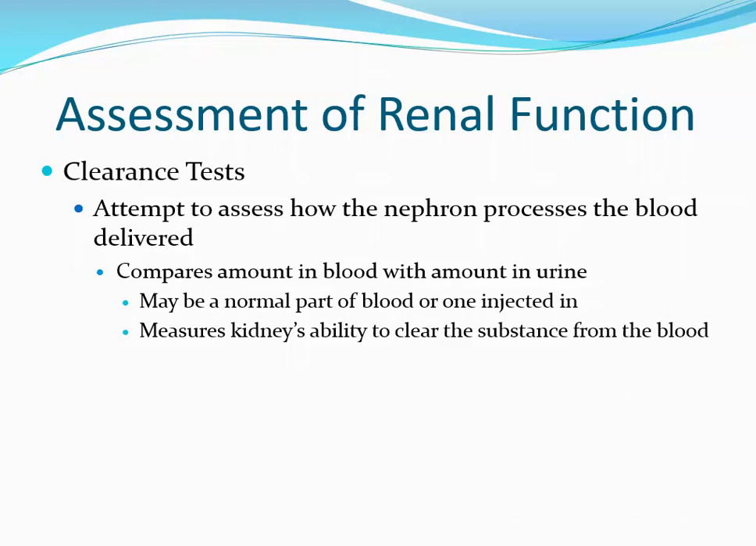One last assessment would be to perform clearance tests. These attempt to assess how the nephron processes the blood that is delivered to it. These will compare the amount of the material in the urine with that which is present in the blood. These materials may be a normal part of the blood, or they may be something that is injected into it, and then look at how well it's cleared. Clearance tests measure the kidney's ability to clear this substance from the blood.